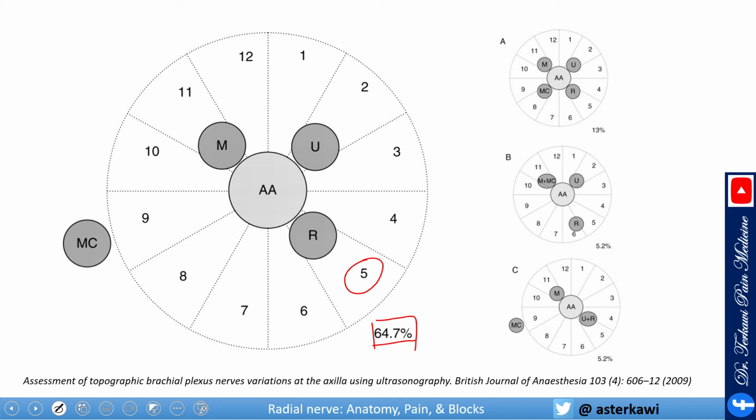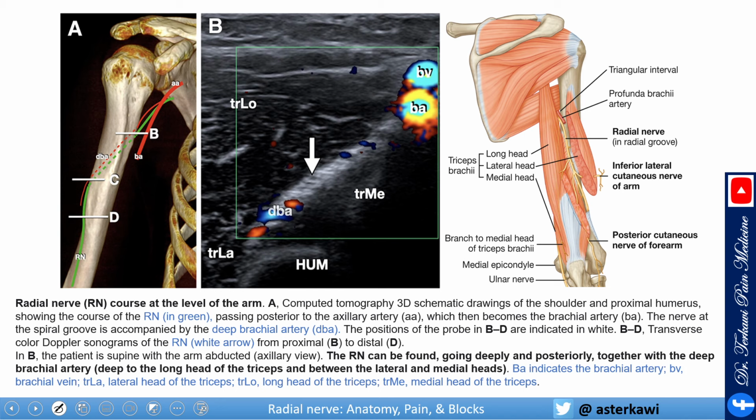So in about 10%, you might have the radial nerve in a slightly different location or fused with the ulnar nerve. So here at this level we just passed, so we are at this level. You see the green is the radial nerve. You see the deep brachial artery or profunda, that's the red one.